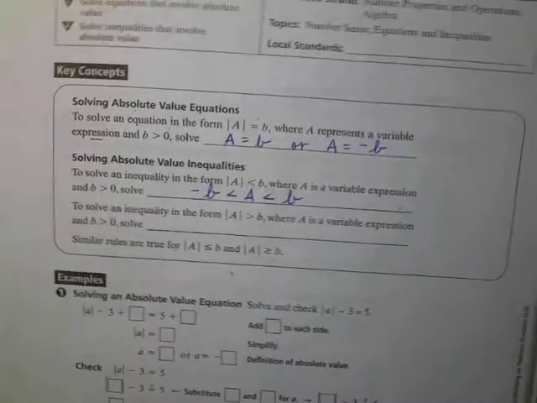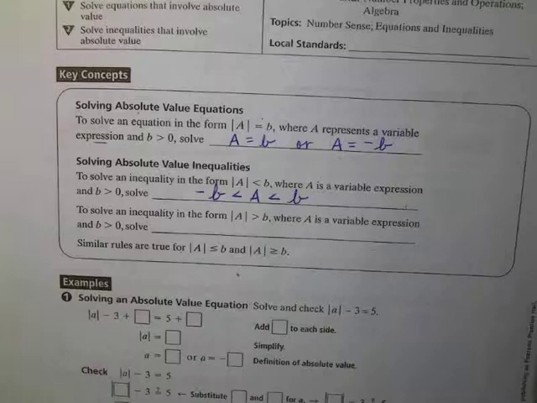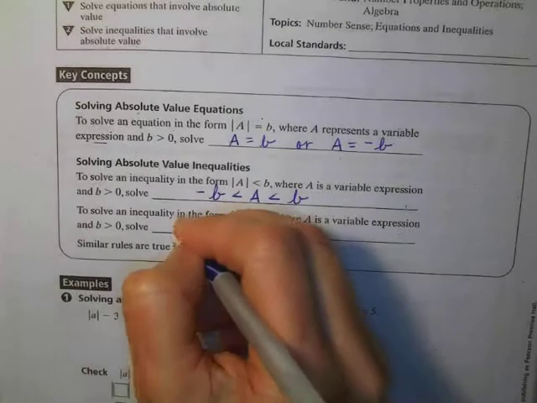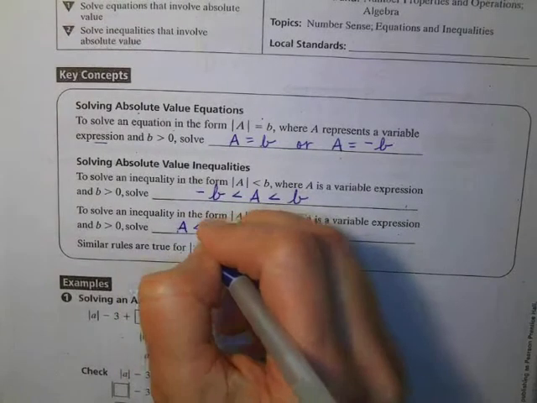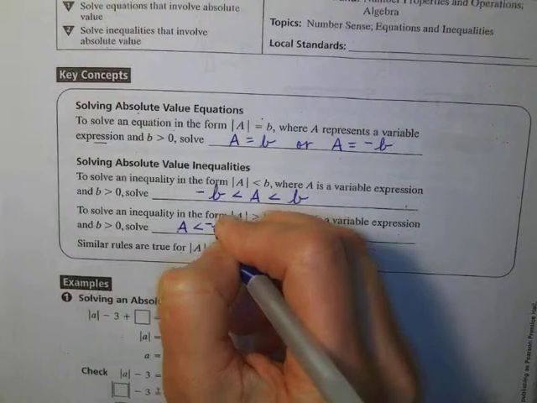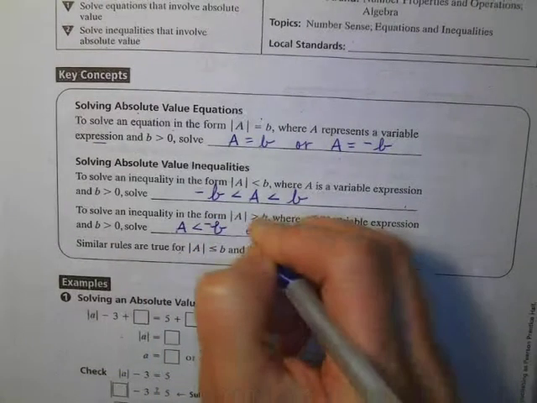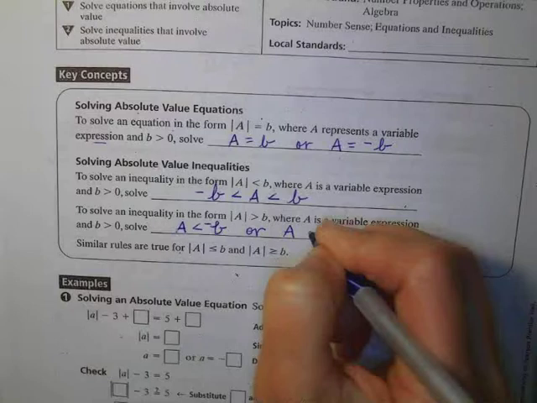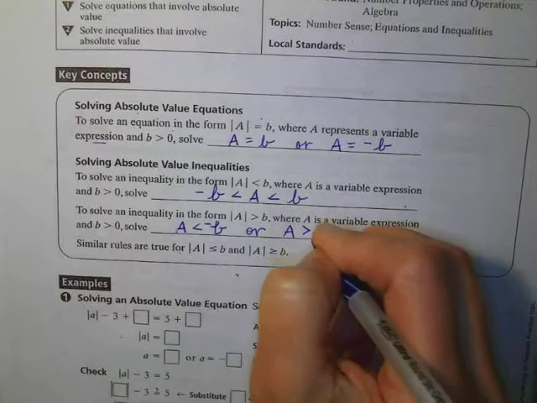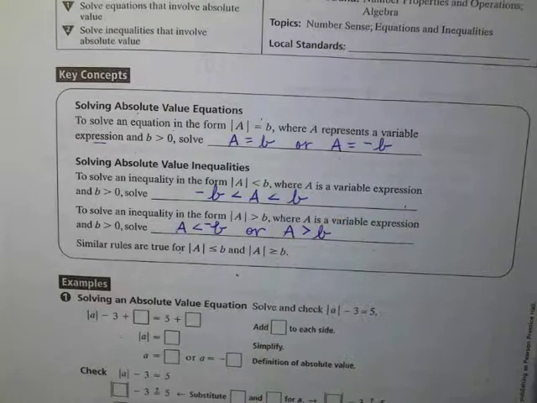Okay, and finally, to solve an inequality in the form the absolute value of A is greater than B, where A is a variable expression and B is greater than 0, A is going to be less than the opposite of B, or A is greater than B.